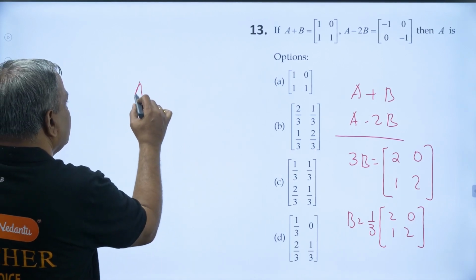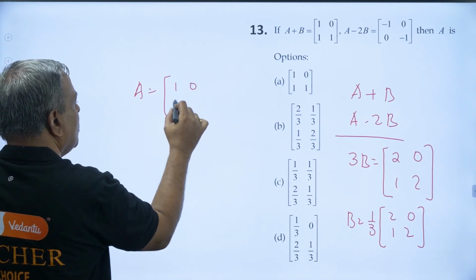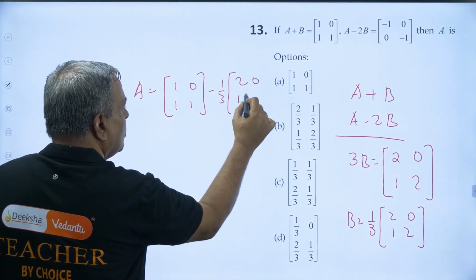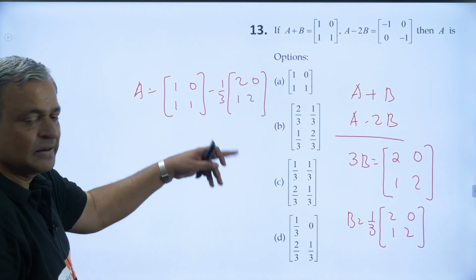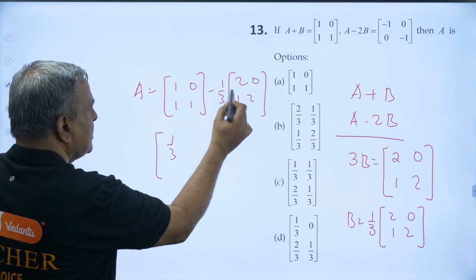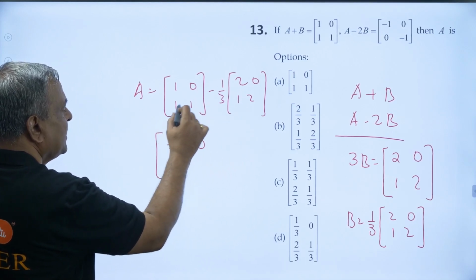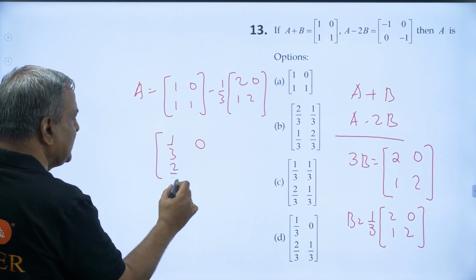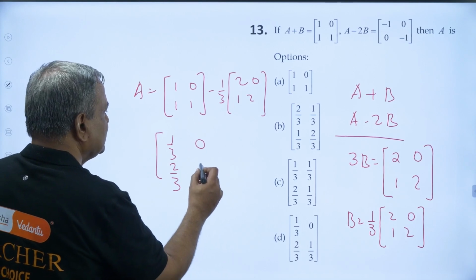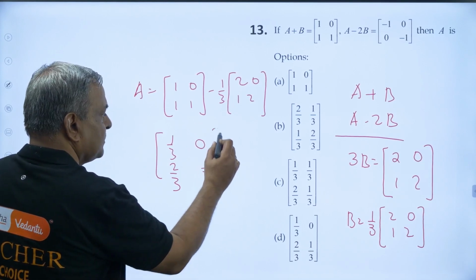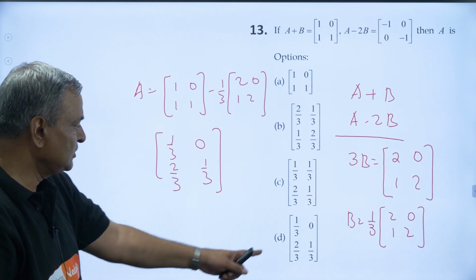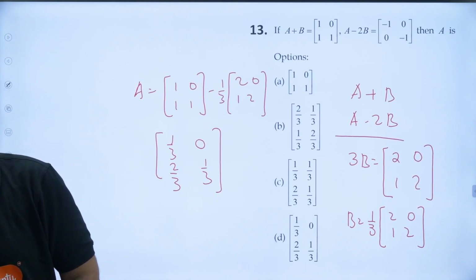How to get A? A is equal to 1, 0, 1, 1 minus 1 by 3 times B, which is 2, 0, 1, 2. 1 minus 2 by 3 is 1 by 3. 0 minus 0 is 0. And 1 minus 1 by 3 is 2 by 3. Again 1 minus 2 by 3 is 1 by 3. Check which option is coming: 2 by 3, 1 by 3, 1 by 3, 0. Option D is correct.